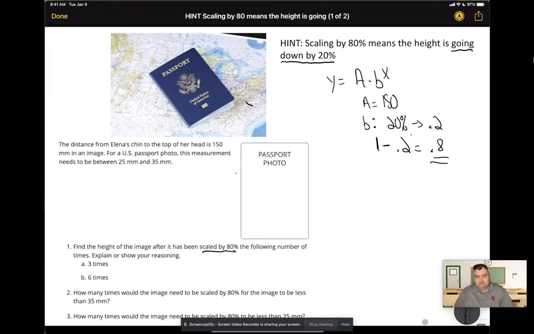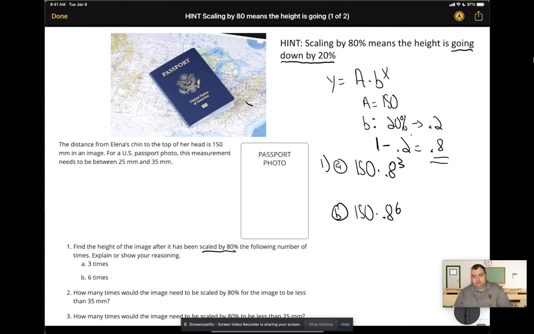So now let's actually find the answers to number 1. Find the height of the image after it has been scaled by 80% the following number of times. 3 times. So this is going to be 150 times 0.8, and if we're scaling it 3 times, it's going to be 0.8 to the power of 3. And for B, if we're scaling it 6 times, it's going to be 150 times 0.8 to the power of 6.